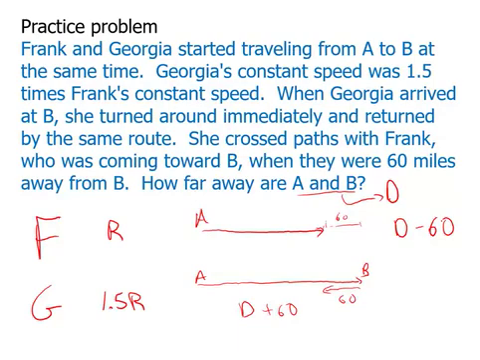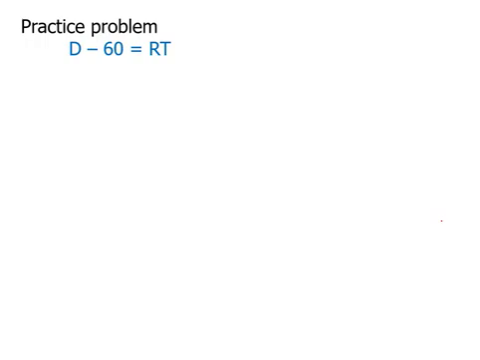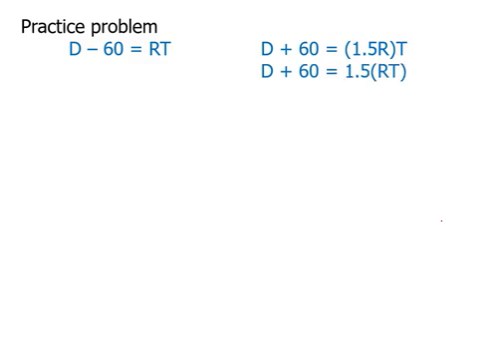So now we can set up our two d equals rt equations. d minus 60 equals rt, that's for Frank. d plus 60 equals 1.5r times t, that's for Georgia. I'm going to rewrite that second equation as the right side is 1.5 times r times t. And now, since the first equation is solved for r times t, I can just plug in. Notice, even though there are 3 unknowns here, I can eliminate 2 of them with one substitution, and I'm just left with an equation with d. So that's very convenient.